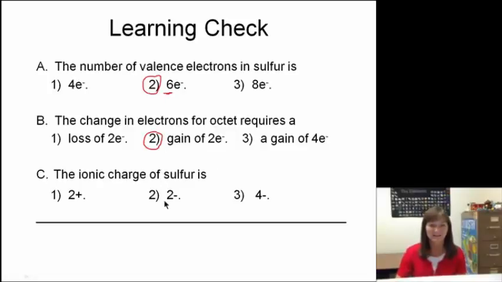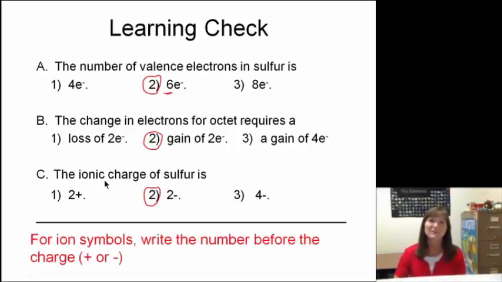And then the ionic charge on sulfur is going to be a 2- since it gained 2 electrons, and electrons are negative. Something to note about writing the charge: when you're writing the ionic symbol, you write the number before the charge. Now, I'm not personally really picky on that. If I'm grading something of yours and you have a +2 instead of 2+, that's going to be fine with me. But for the purpose of your homework and doing it online, the software is very picky about you putting the number before the charge.